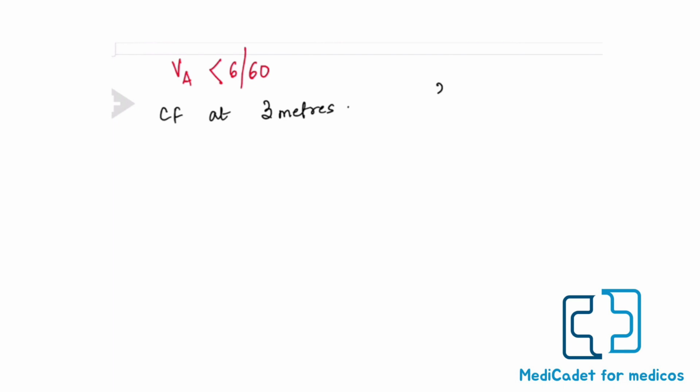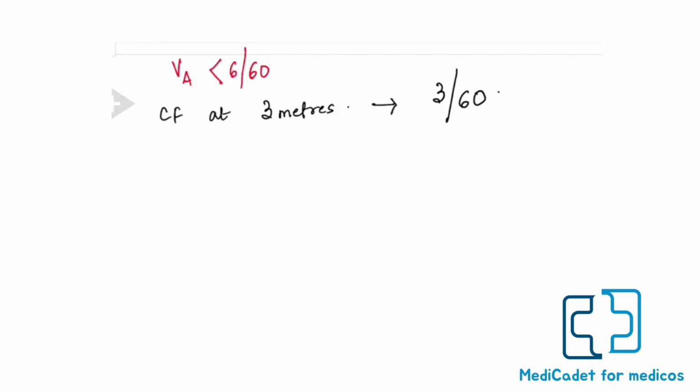It is also written as 3 by 60. 3 by 60 means what? That ideally a normal person should be able to count fingers from a distance of 60 meters. But this patient is doing it from a distance of 3 meters. So we write it as 3 by 60. So less than 6 by 60, the visual acuity, the next level is 3 by 60.